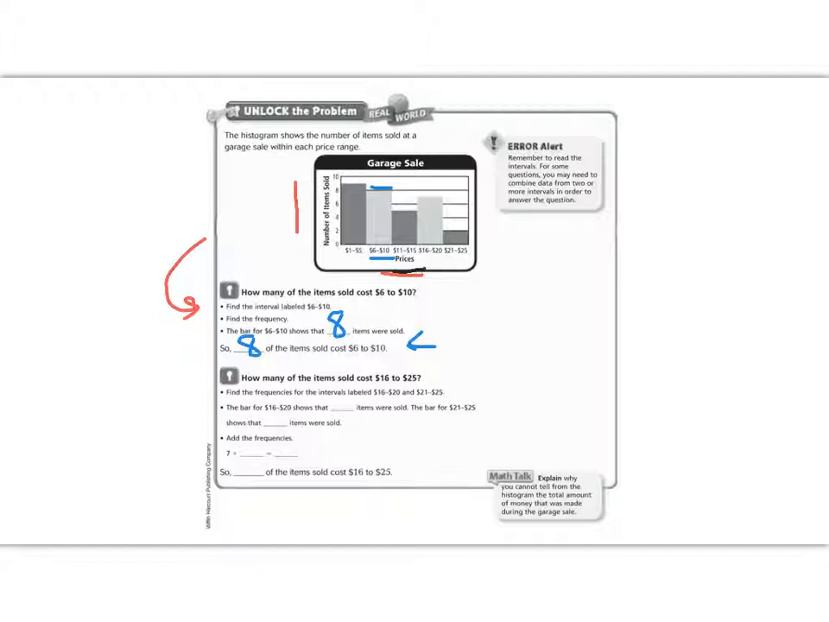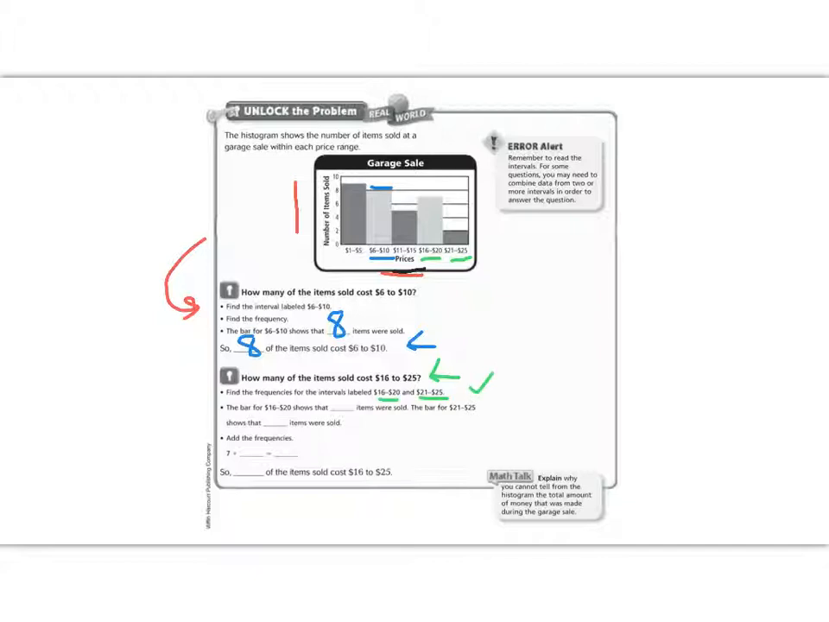Let's try this again. How many items were sold in the $16 to $25 range? So up here, look, 16 to 20. And we need 21 to 25 because it says 16 to 25, so we need both. So it says find the frequencies labeled 16 to 20 and 21 to 25.